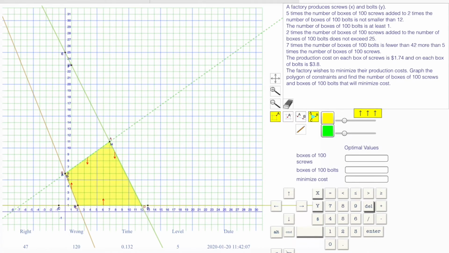The factory wishes to minimize their production costs. Graph the polygon of constraints and find the number of boxes of 100 screws and boxes of 100 bolts that will minimize the cost. So we're going to look at all these vertices. Some of them we can't use because they're on dotted lines. I cannot use that one or that one, but we could use these two. We're after the minimum. We're trying to minimize our cost, so it's probably going to be this one.